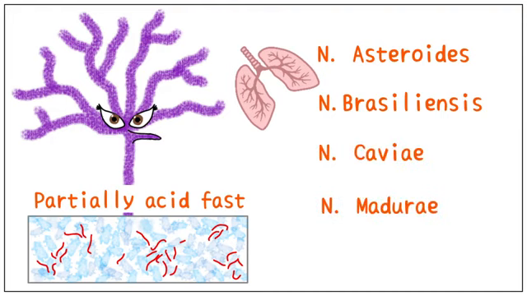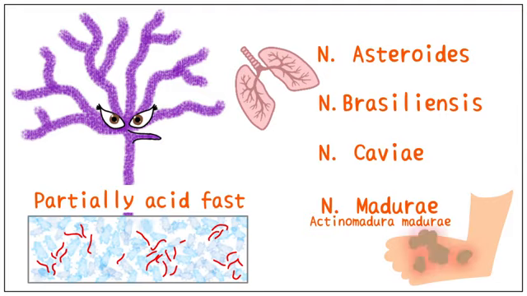N. asteroides and N. brasiliensis are mainly responsible for lung infections. N. caviae is rarely seen. N. madurae, also called Actinomadura madurae, is responsible for the infection in Madura foot.